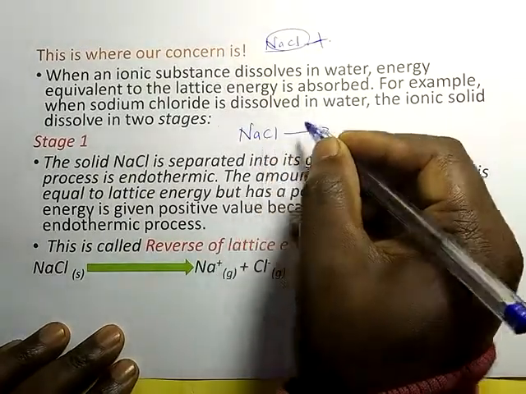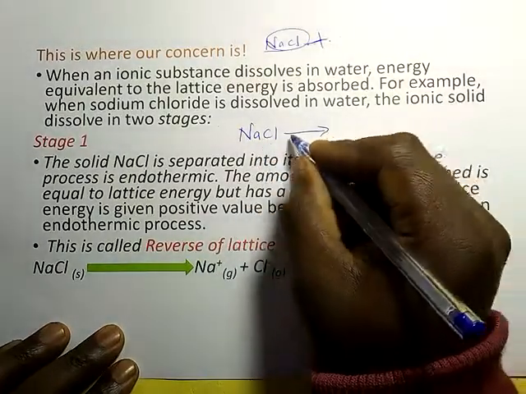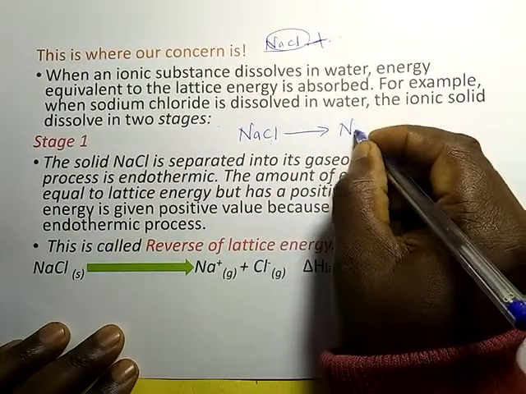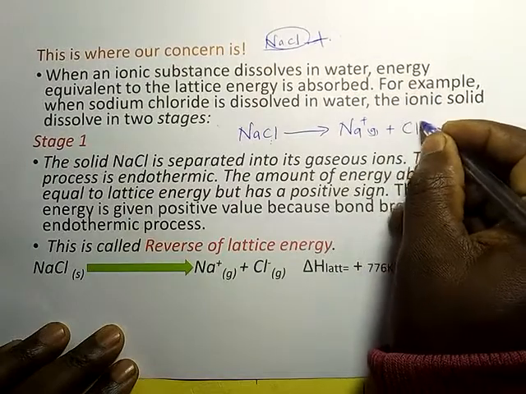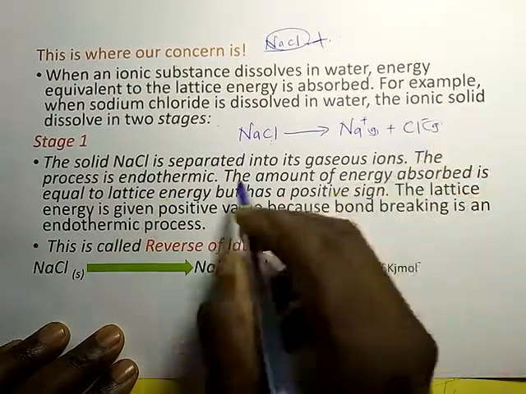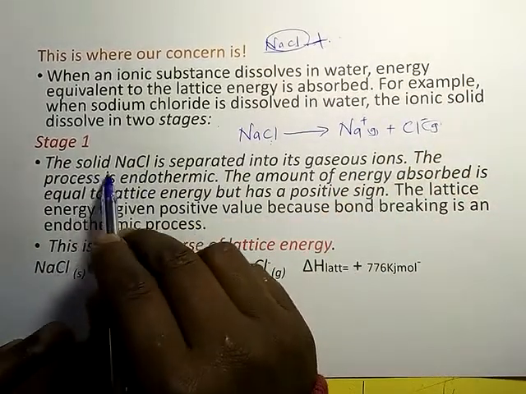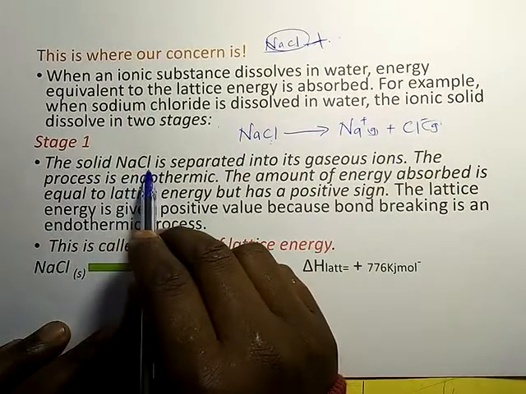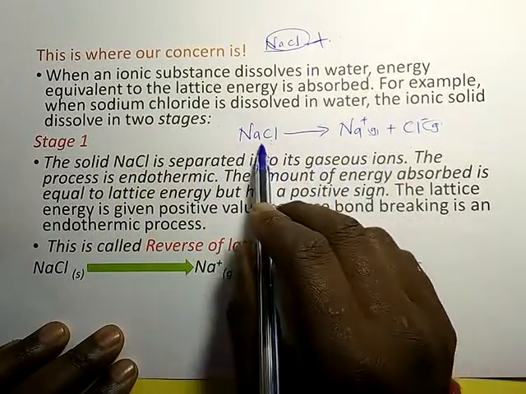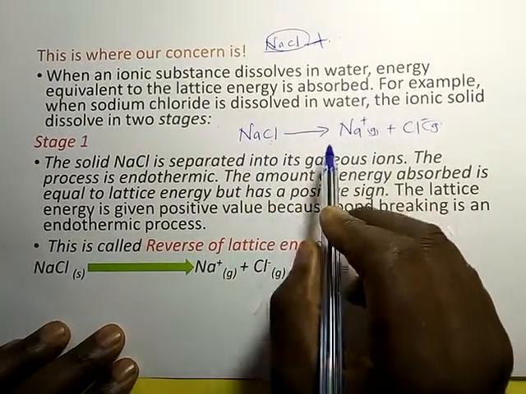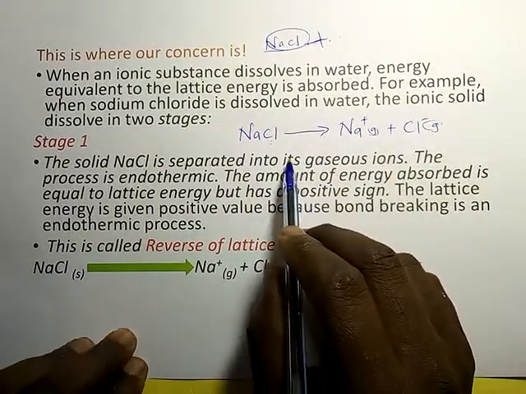The bonds are broken like this. Solid sodium chloride breaks into gaseous sodium ion plus gaseous chloride ion. So the solid sodium chloride is separated into its gaseous ions. The bonds are broken. That's why it was important for you to remember bond breaking.